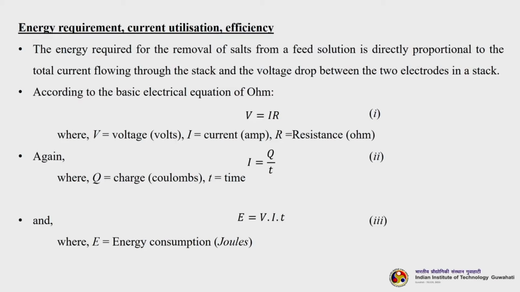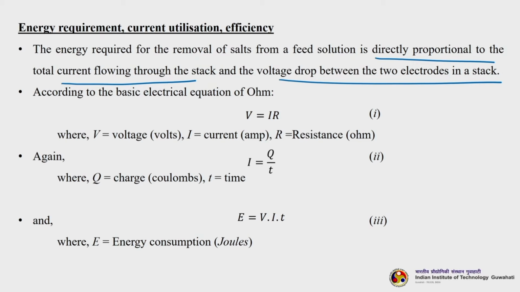Now, let us understand the energy requirement, current utilization and efficiency. The energy required for the removal of salts from a feed solution is directly proportional to the total current flowing through the stack and the voltage drop between the two electrodes in a stack. So, according to the basic equation of Ohm, V equals IR. So, V is voltage in volts, I is current in amperes, R is resistance in ohms.